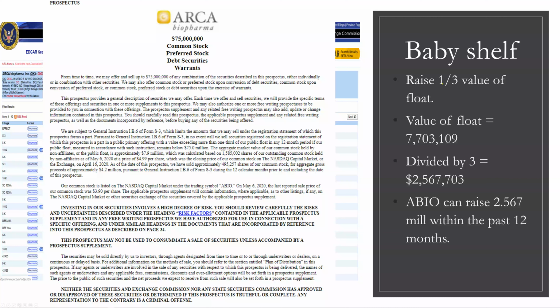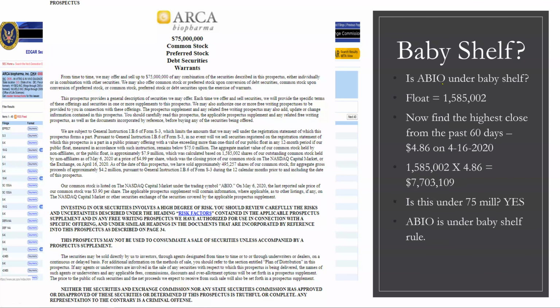Well, do you remember the rule on the baby shelf? You can only raise one third of the value of your company. So you guys tell me, before I flip to it, if the value of this company is 7,703,109, how do I figure out how much they can raise?